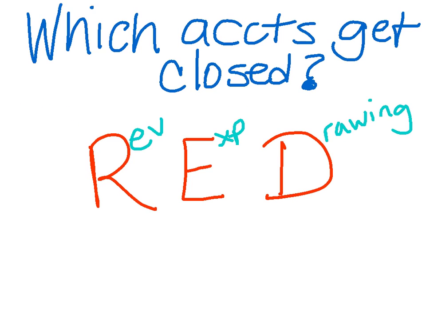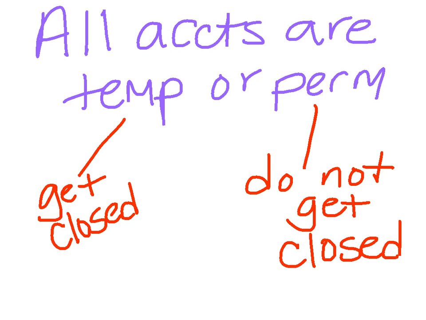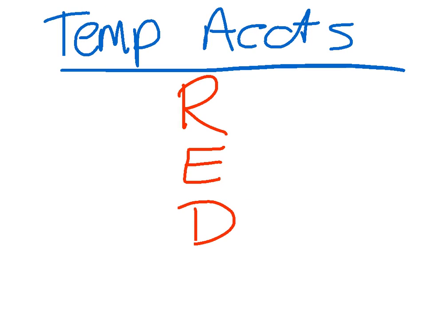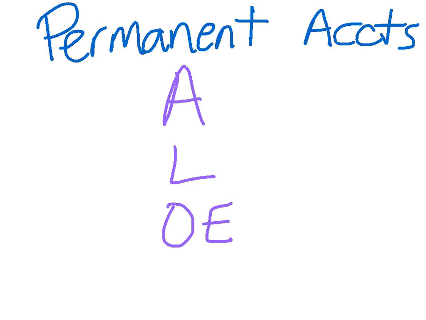So which accounts get closed? The red ones: revenue, expense, and drawing. All accounts are either temporary or they're permanent. If they're temporary, that means they get closed. If they're permanent, that means they do not get closed. So again, the temporary accounts, or the ones that get closed, are the red ones. The permanent accounts are asset, liability, and owner's equity.